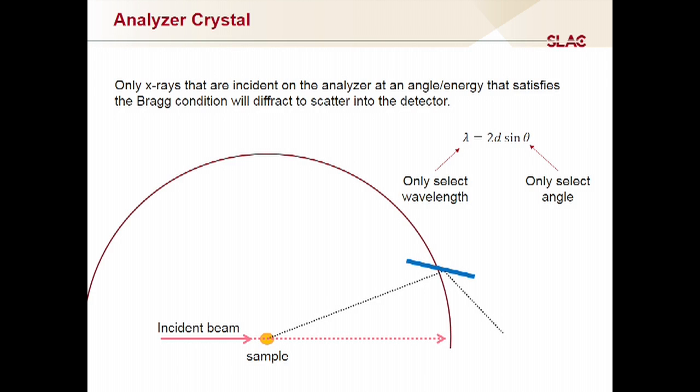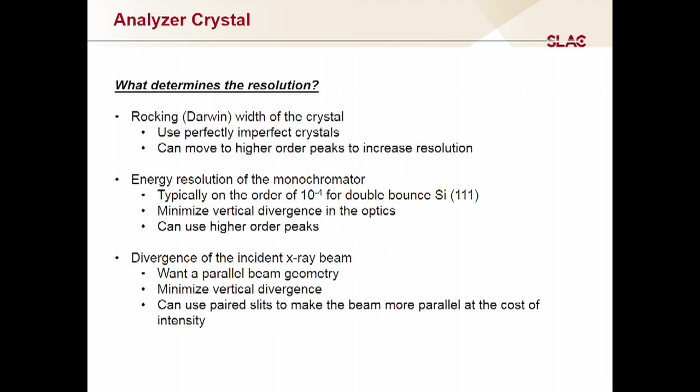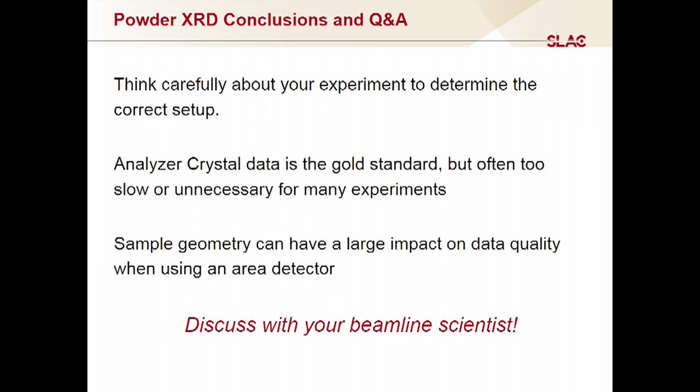The D spacing is set by what my crystal is, silicon 111, and so only things that hit at the correct angle of the correct wavelength will actually be detected. And so this is the main benefit to an analyzer crystal. I'm not going to talk about the misalignment issue so much, and I'm not going to talk about what determines the resolution in the interest of time, but we can talk about that a little bit later and how to maximize that resolution if that's what you really think you need.